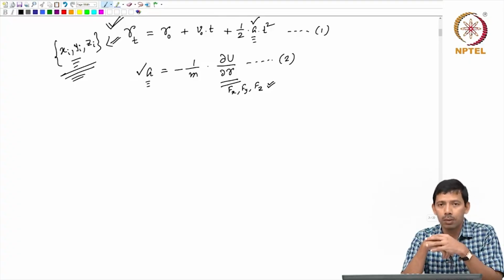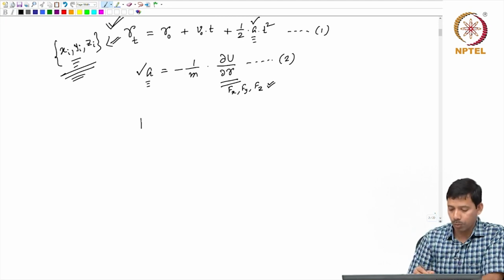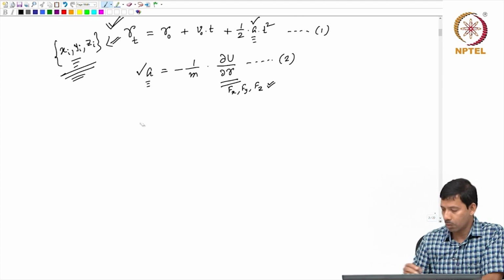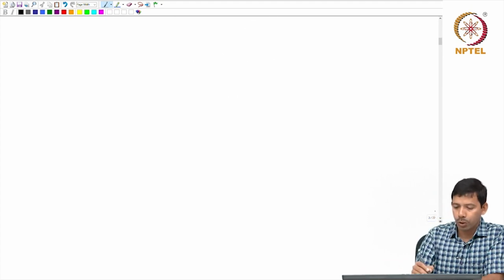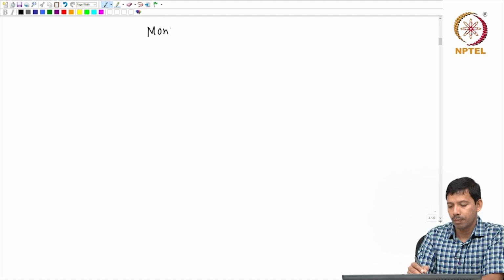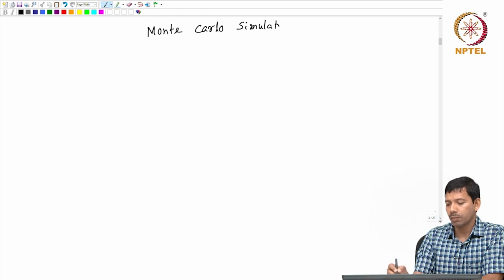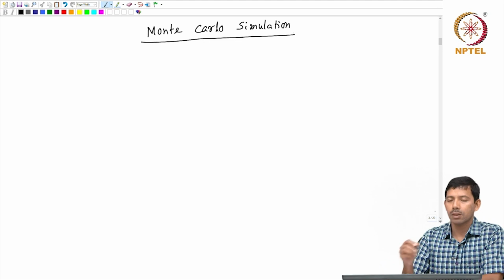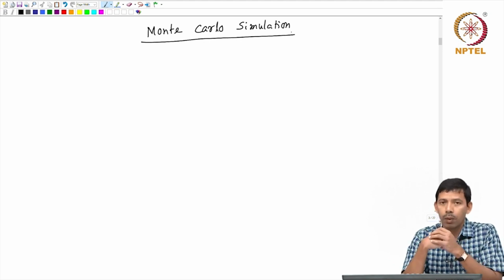There is another computer simulation method which is called Monte Carlo simulation. I will go to the next slide, which is called Monte Carlo simulation. So, this is another simulation technique which is quite popular, and this simulation method is also very useful to generate the different microstructures of your system.